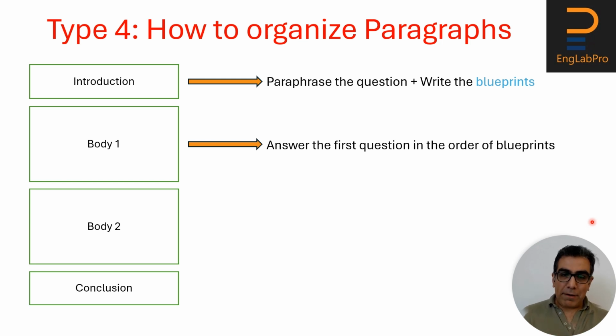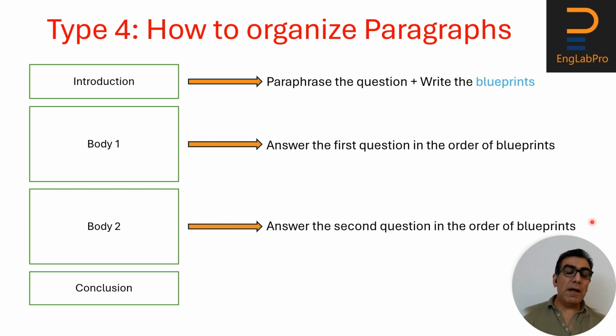In the first body paragraph, we answer the first question, and then we just pick the 2 blueprints for the first question. I mean the 2 blueprints which are the answers to the first question, and we'll write them in order in this paragraph. Then we will move on to the next body paragraph. Here we answer the second question. Again, we pick the 2 blueprints that we had on the top, we bring them down, and then in the same order we try to write them and explain them. I mean that we try to expand those 2 reasons or solutions or whatever that we have.